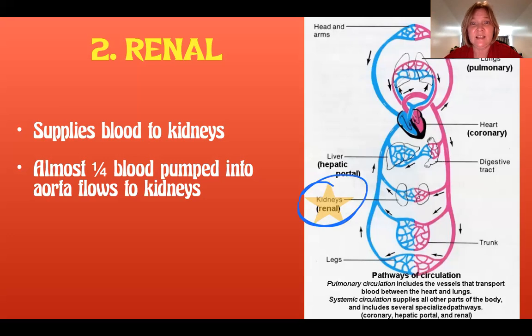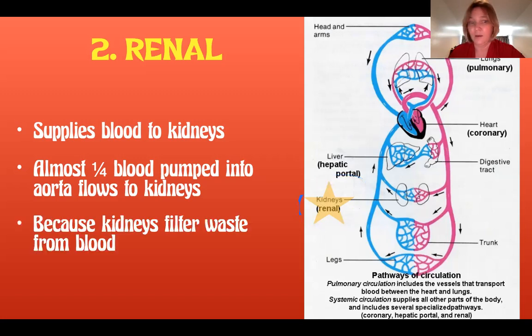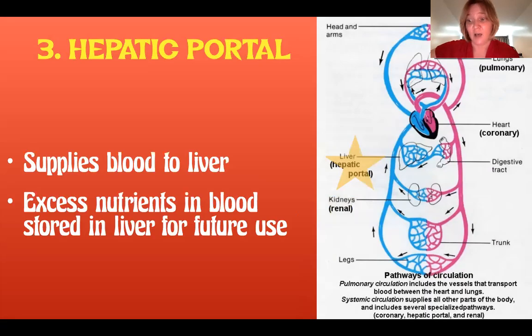The function of the kidneys is literally to filter metabolic waste out of the blood, and so about a quarter of the blood that comes into your aorta goes to the renal circulation, purely because the function of the kidneys is to filter the blood. Another subset of systemic circulation is hepatic portal. Hepatic means liver. The reason for that is that any excess nutrients in the blood go to the liver to get stored for future use.